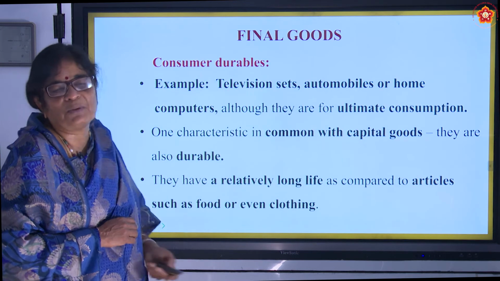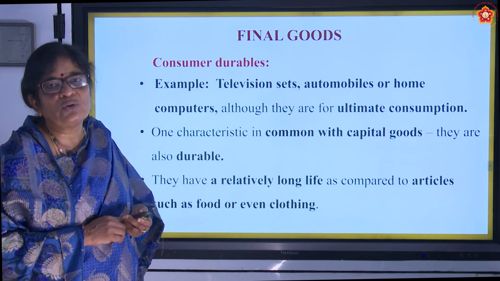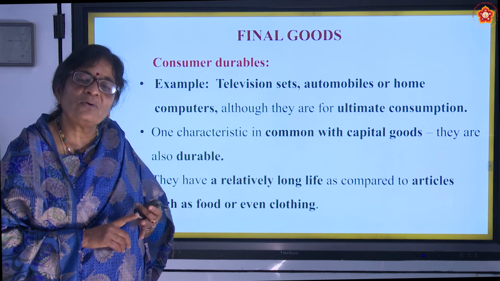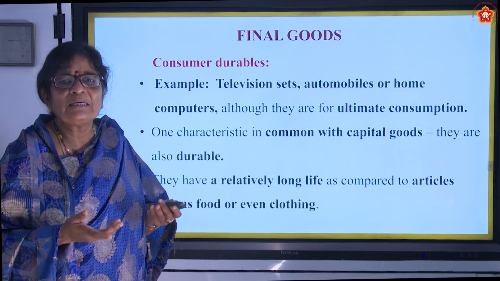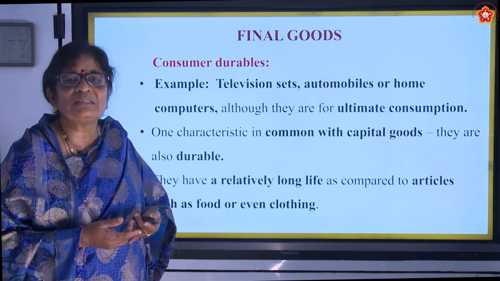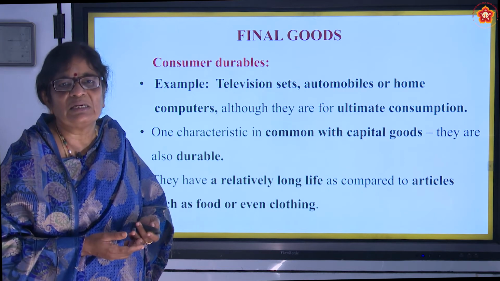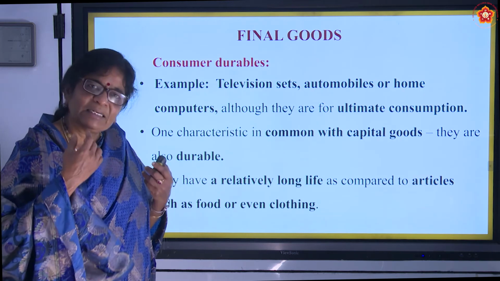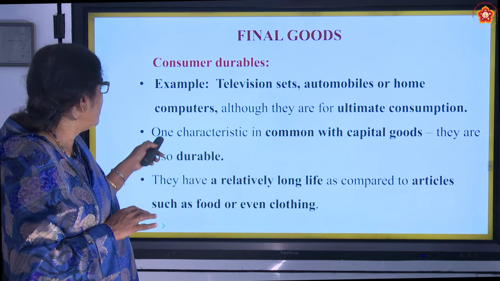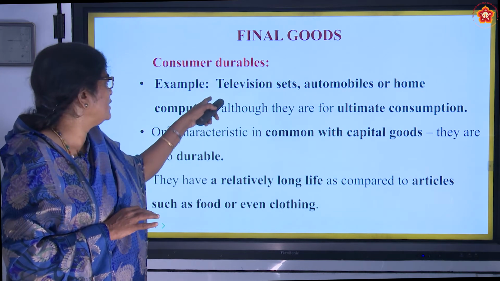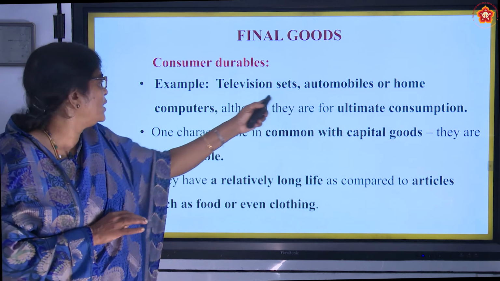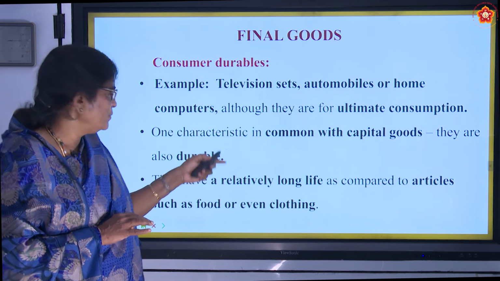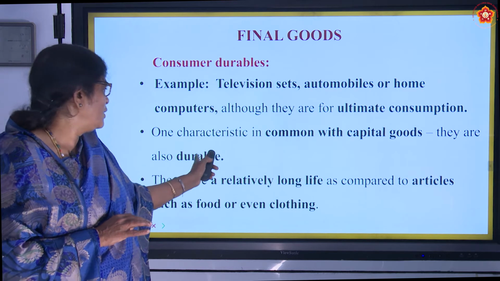And consumer durables. Under consumption goods, I told you, there are durable goods and non-durable goods. Non-durable goods are food, milk, vegetables, meat; all these things we can use for a maximum of 2 or 3 days. After that, they get spoiled. Consumer durables, on the other hand, are television sets, automobiles, home computers, which we can use for a longer time.